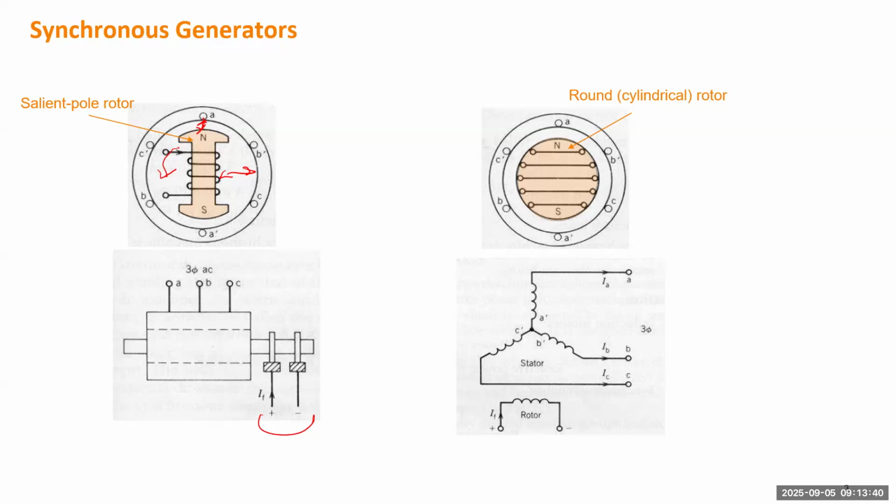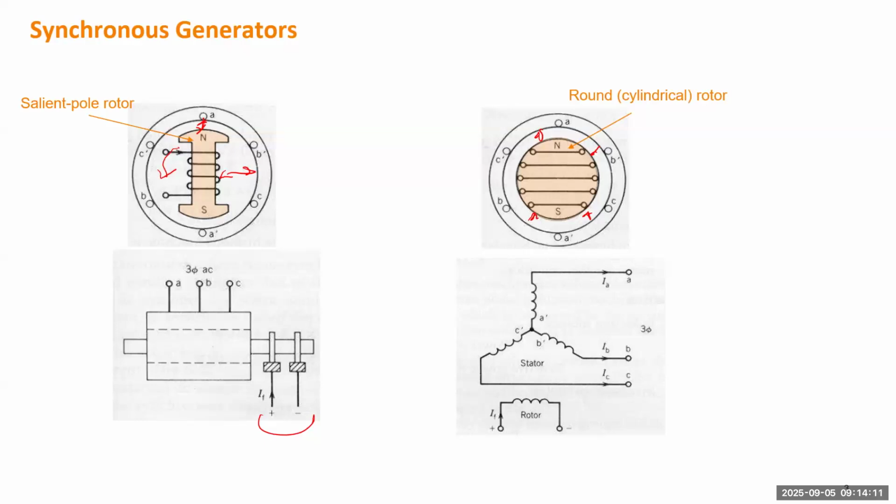So the air gap in all directions will be basically the same, evenly distributed. In any direction, it will be about the same air gap. So the round rotor generator can operate at a very high speed. That makes the number of poles fewer than the number of poles for the salient pole rotor generator.